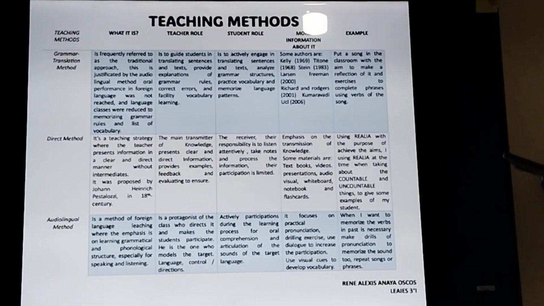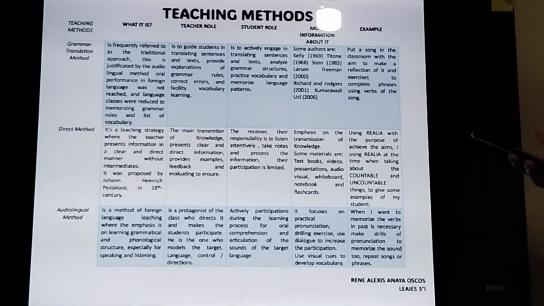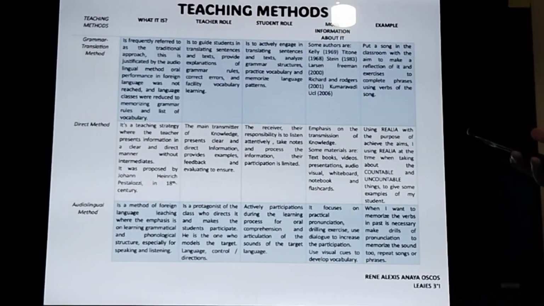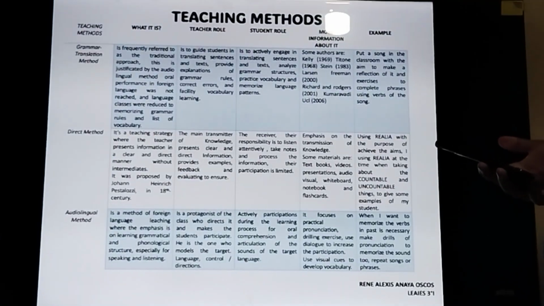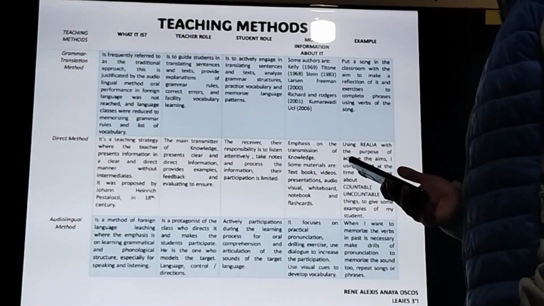An example could be putting a song into the classroom with the aim of making a reflection on it, and an exercise to complete phrases using verses of the song. It's a clear example. The direct method differs from the grammar translation method.